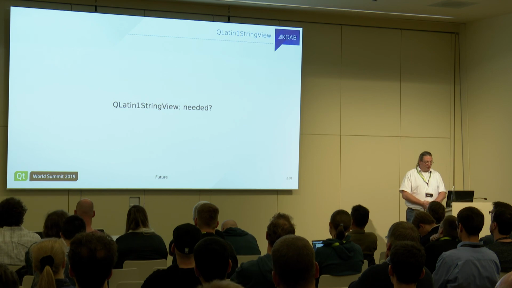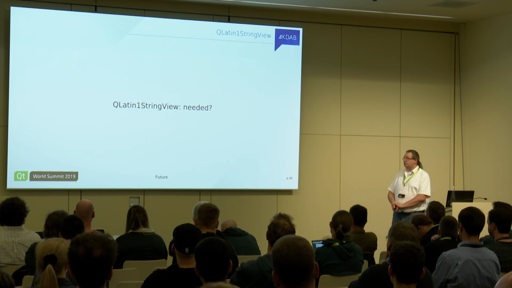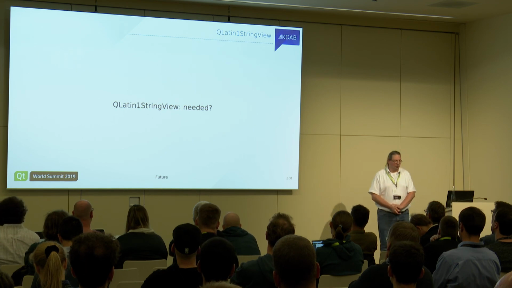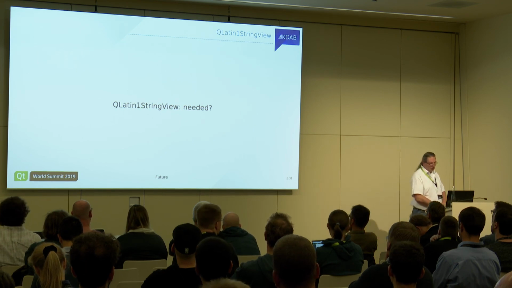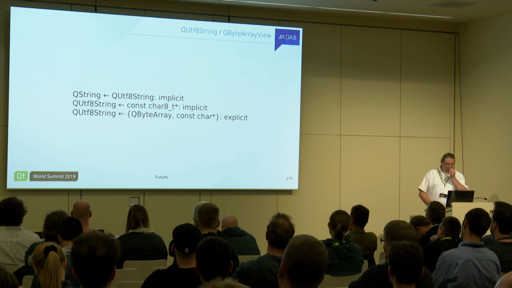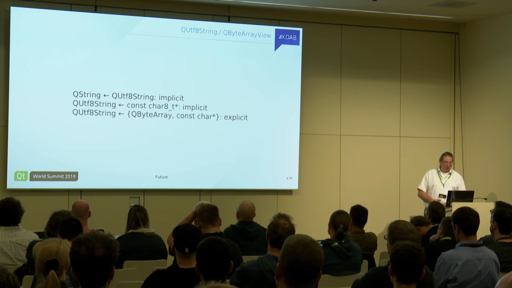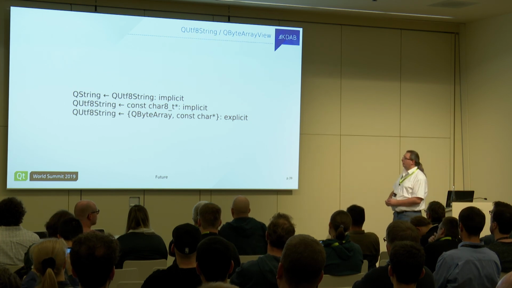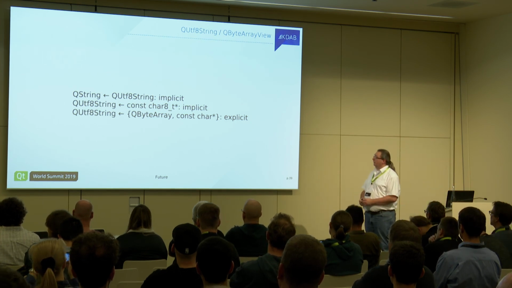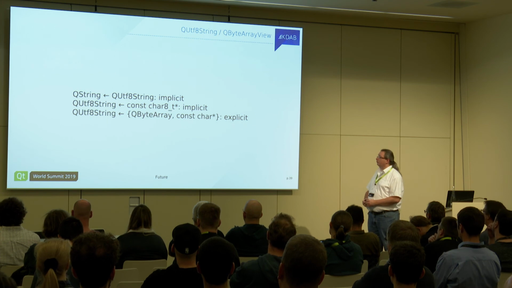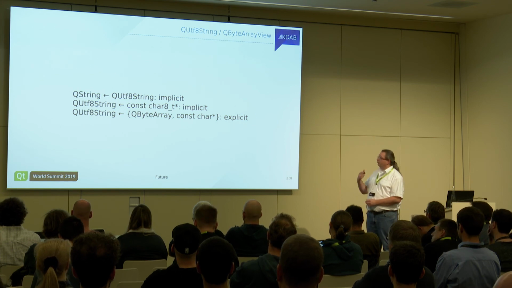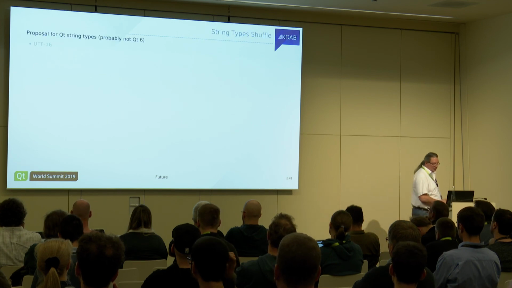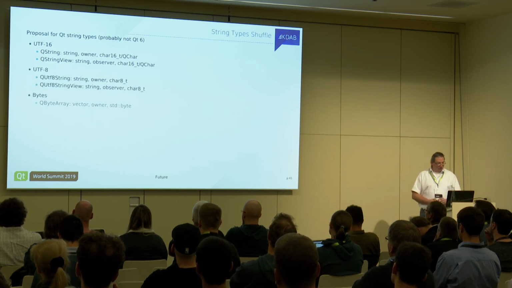And whether we need QLatin1StringView is up in the air. Lars says no. I say at least for Qt6 for compatibility, we probably need it. So the conversions from QUtf8String to QString would be implicit because they're non-lossy. Likewise, if you have a char8_t array, then you would implicitly convert to QUtf8String, but not from QByteArray and not from const char*. And I want to finish with this little overview.